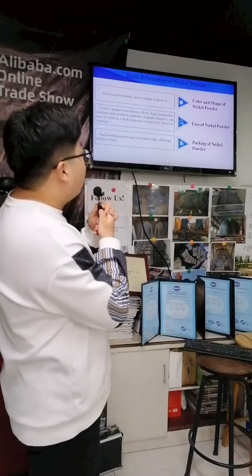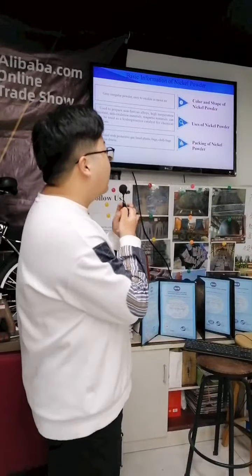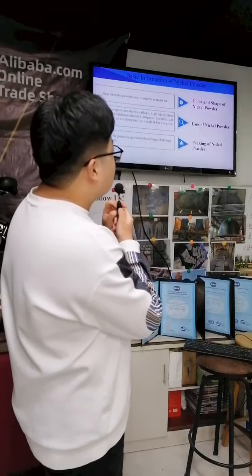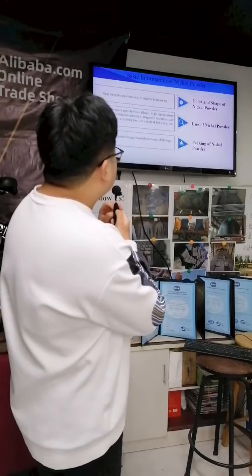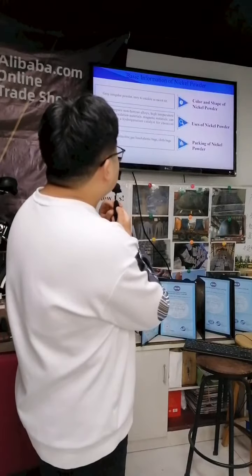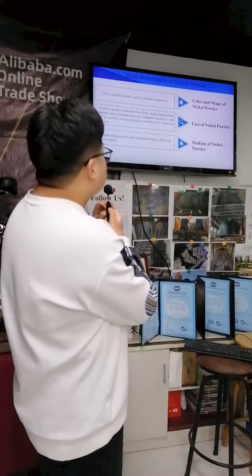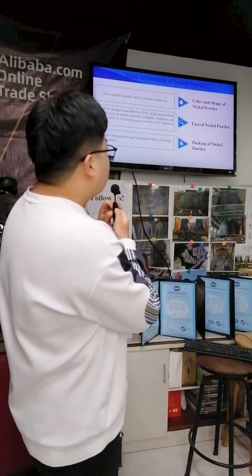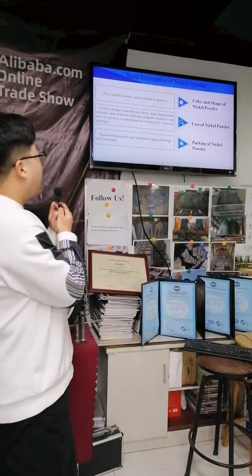There is basic information about nickel powder. The first one is color. We just talked about it. Nickel powder is a very irregular powder, which is easy to oxidize in moist air. And next, we will show you the uses of nickel powder.